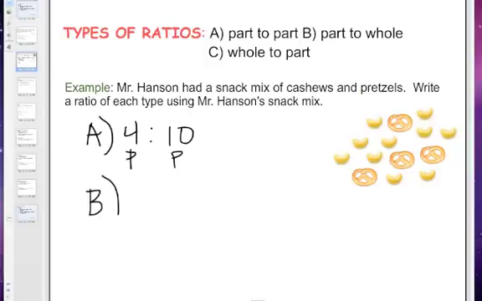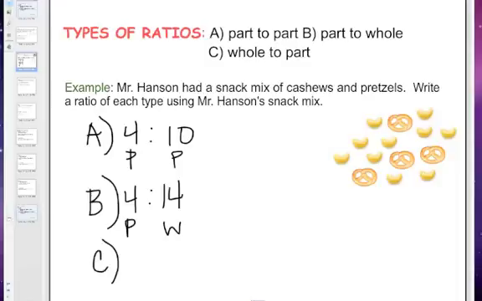The second type is part to whole. So let's continue with the pretzels. He has 4 pretzels, but then for the whole, I want to think about how many items are in all of his snack mix. Well, I've got 10 cashews plus the 4 pretzels. The whole would be 14. So the ratio of pretzels to his snack mix would be 4 to 14.